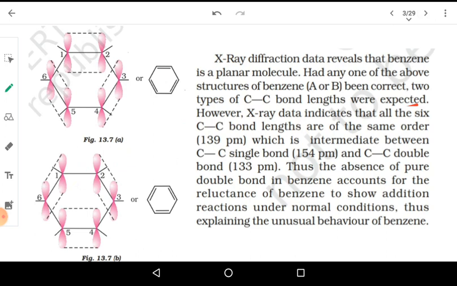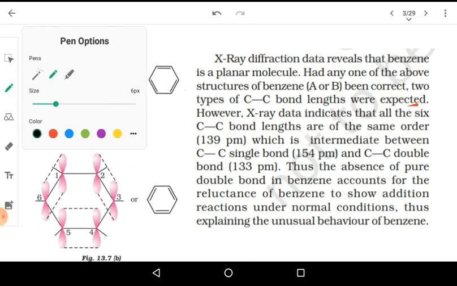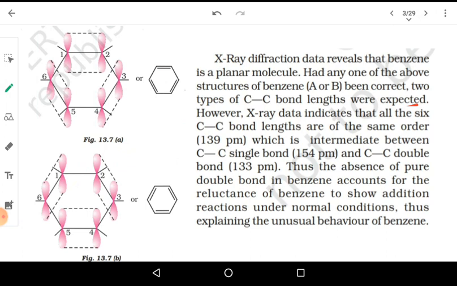Now, what is the impact of this delocalization of the pi electrons on the bond length of benzene? Let us see it one by one. X-ray diffraction data reveals that benzene is a planar molecule. It is not a non-planar molecule, it is a planar molecule. Now, if any one of these structures were correct, then we would have the correct bond lengths of C single bond C and C double bond C.